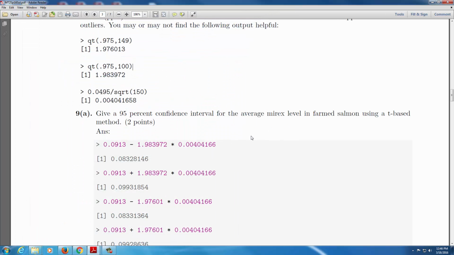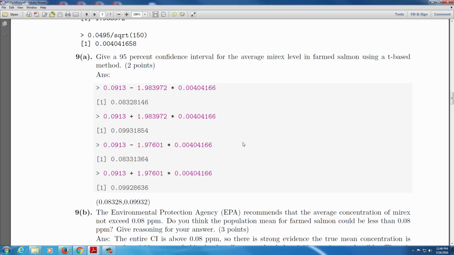and you should get a confidence interval of about 0.083 up to about 0.0993, with slight changes if you used a different multiplier, but there was 2 points for coming up with that interval.